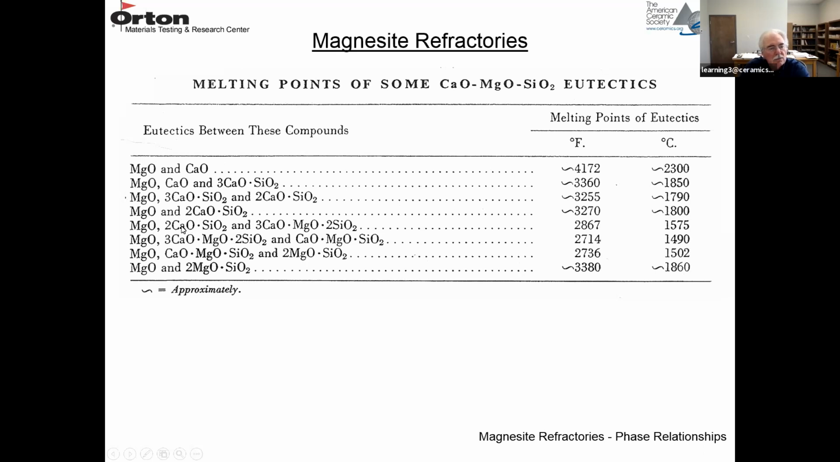But now, when you have MgO, dicalcium silicate, and merwinite, it's down to 1575. And then the combination of MgO, merwinite, and monticellite is now down to 1490. And then MgO, monticellite, and forsterite is still low, 1502. And then when you have MgO and dicalcium silicate, and MgO and forsterite, it's back up to 1860. So you need to avoid these calcium magnesium silicate materials, merwinite and monticellite.